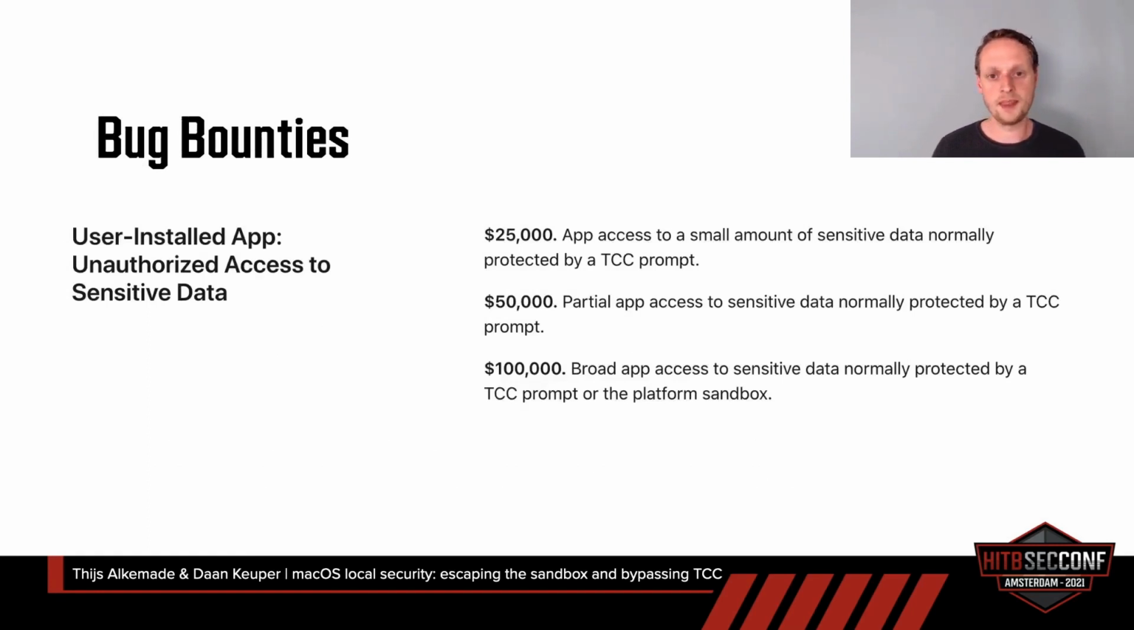If you look at how important Apple considers these protection mechanisms, you can look at the amount of bug bounties they are willing to pay for vulnerabilities circumventing them. You can see that TCC vulnerabilities are rewarded up to $100,000, which implies that they really believe in the implementation of TCC and its effectiveness in protecting their users' data.